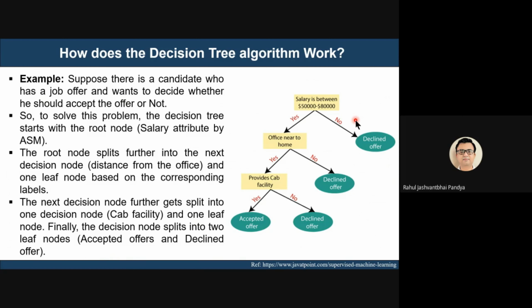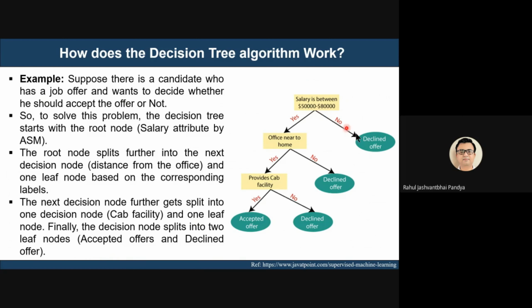He will start the decision tree at a root node. Let's say the major attribute, the ASM here, is the salary. We will look at the salary first. What's the package? If the package is the highest, then we have to see that. Let's say the package is not meeting my expectations, I am going to say no and decline that offer. So that's my leaf node in that particular tree.